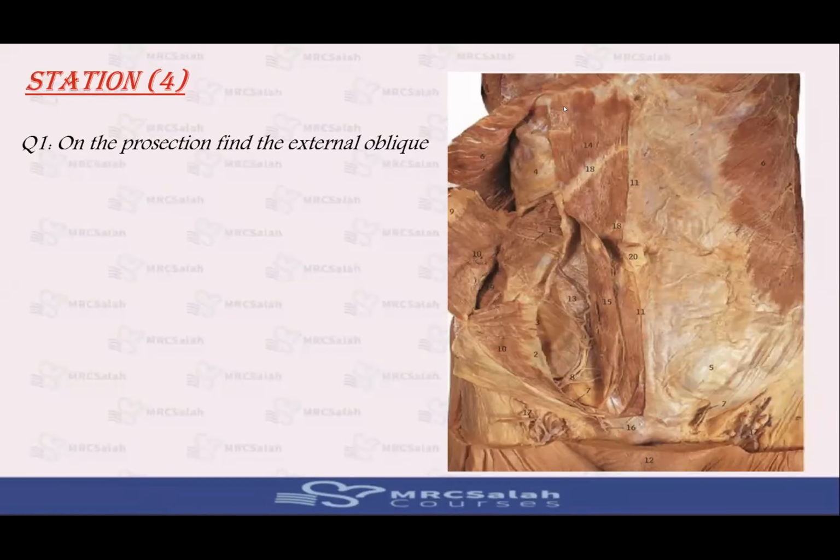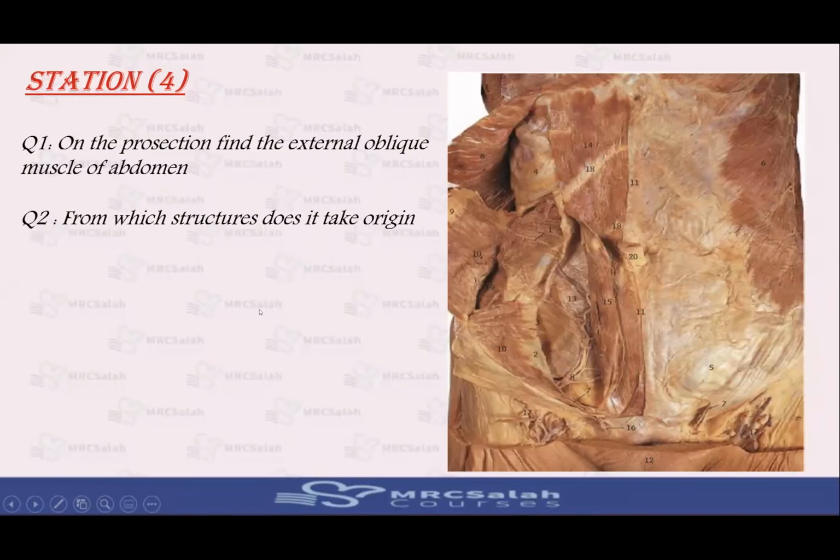First question, Dr. Hadir, can you identify on the cross section the external oblique muscle? Okay. Next question, from which structure does it take origin? Dr. Haifa? The outer surface of the lower eight ribs. Perfect. Dr. Hadir, what is the nerve supply of the external oblique muscle? Ventral rami of lower 6 thoracic nerves. Okay, T7 to T12.